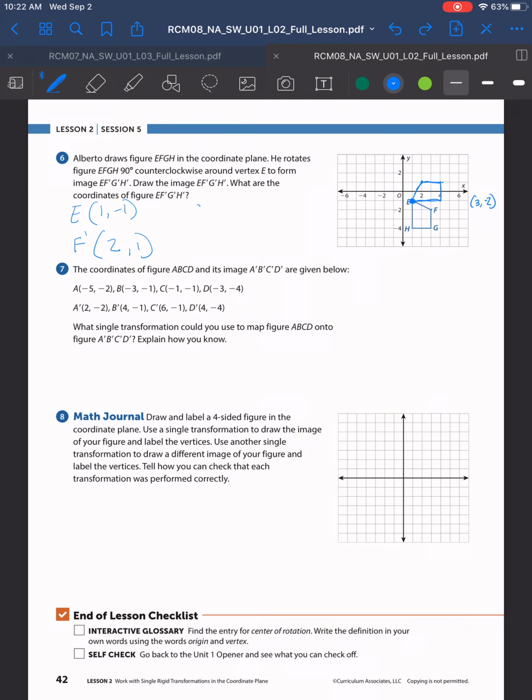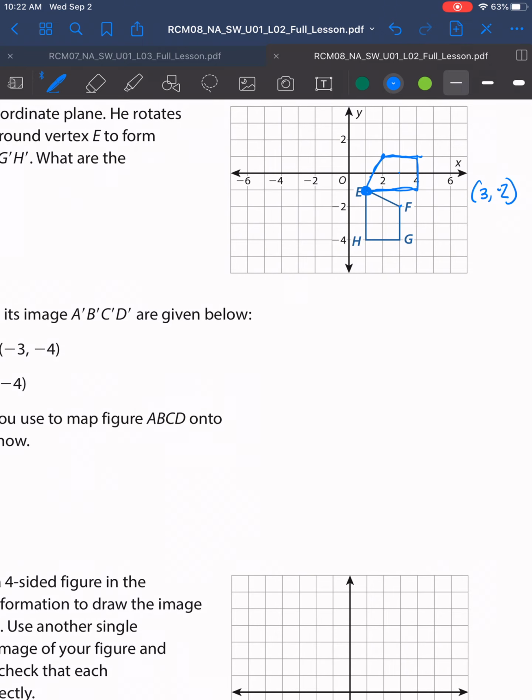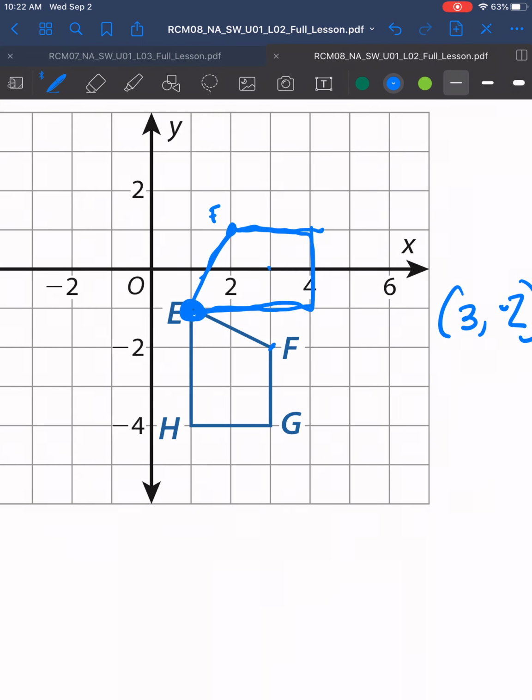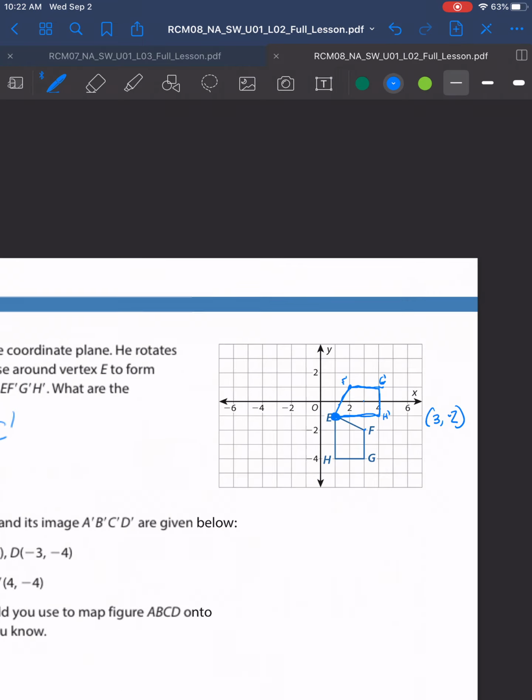Oops, that was supposed to be a G. G prime. So if this is F, this is G, and this is H. G is 4, 1.